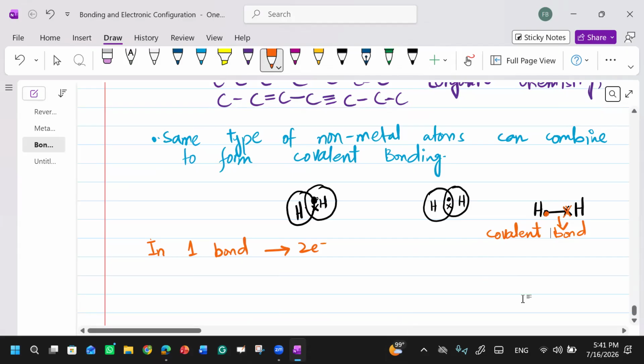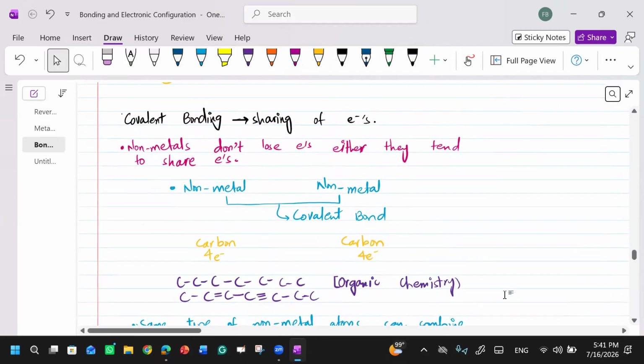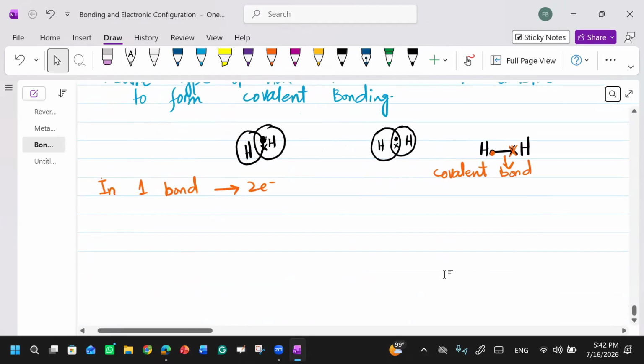If you still have any confusion in this, we can do this again. In covalent bonding, you need non-metals. Same type of atoms can make a bond. They can combine together. And how will they combine? They will share electrons, right? There will be a sharing of the electrons. Clear?